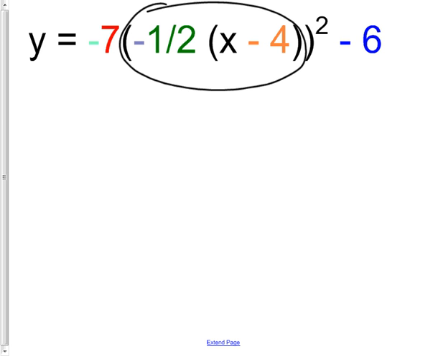Remember that the stuff on the inside, you can't trust it. It does the opposite of what you'd expect. So it goes in the opposite order of operations. So normally parentheses are first, right? So I don't do this first. I do it last.